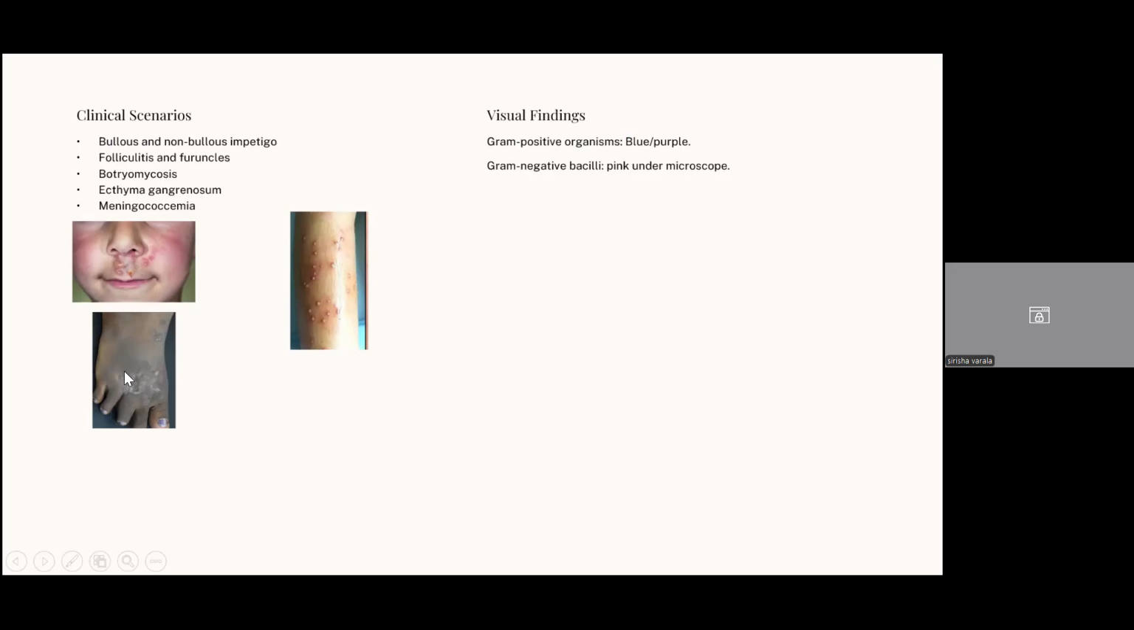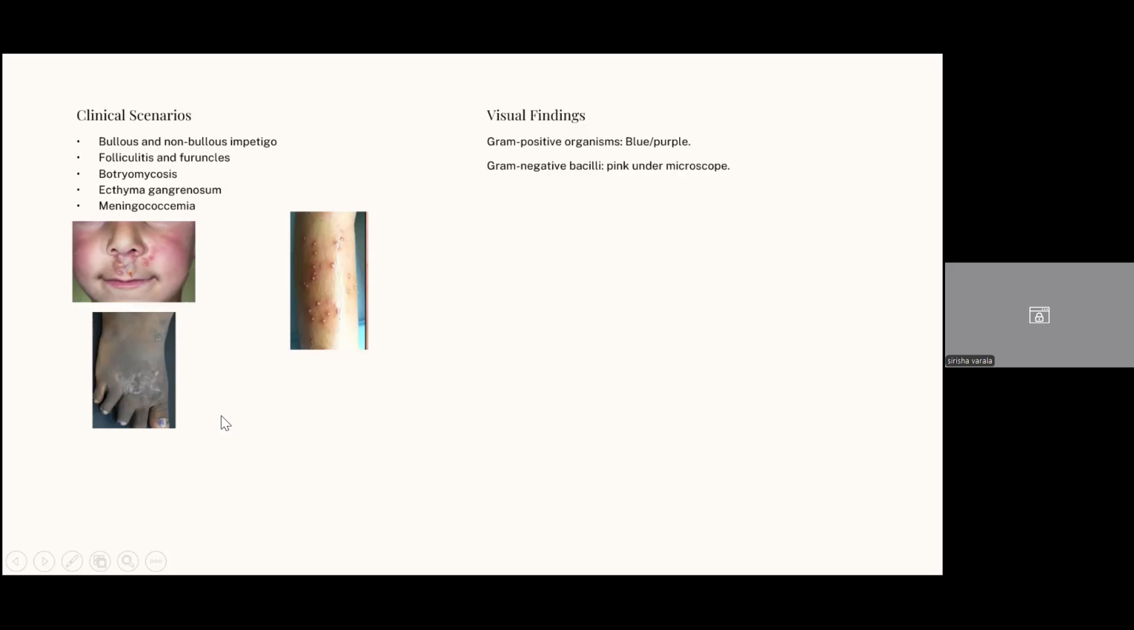And what is interesting is botryomycosis, which is caused by Staphylococcus species. Here they form these black colonies or grains. Take those grains, crush them under the cover slip, and then you can do a gram stain and identify the staph species.